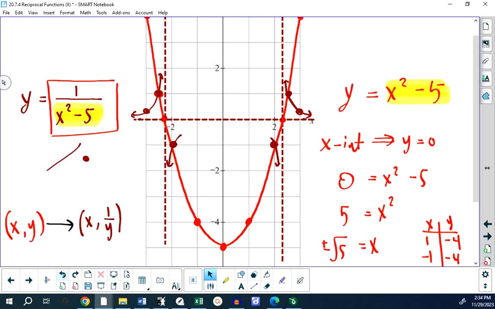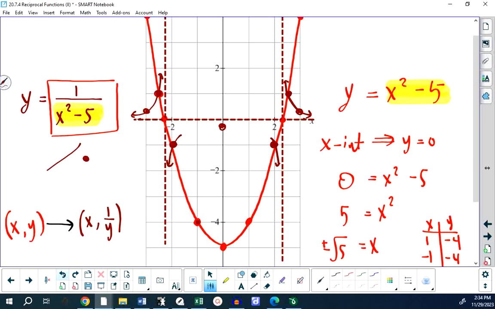This y coordinate is -5 right here. So what is the reciprocal of -5? This is why I went through this exercise at the beginning of the class. -0.2, I believe. So this point is going to be at -0.2. This is now giving me a bit of a guide here, but I'm going to take a few more.